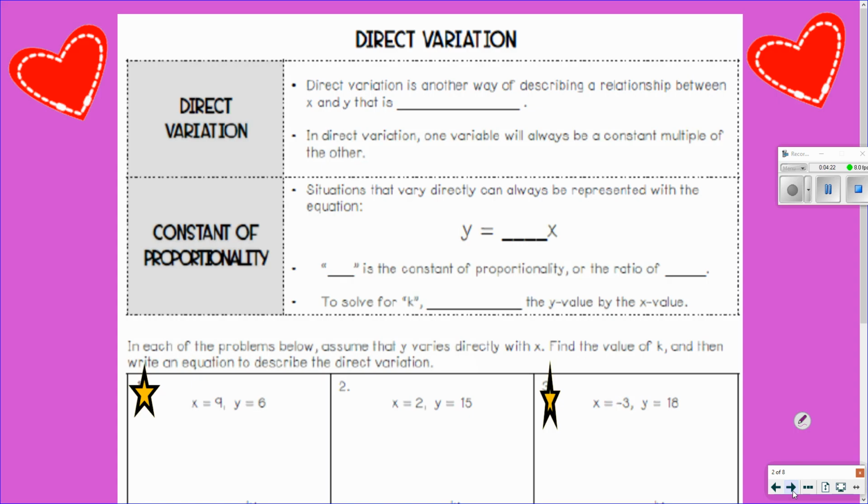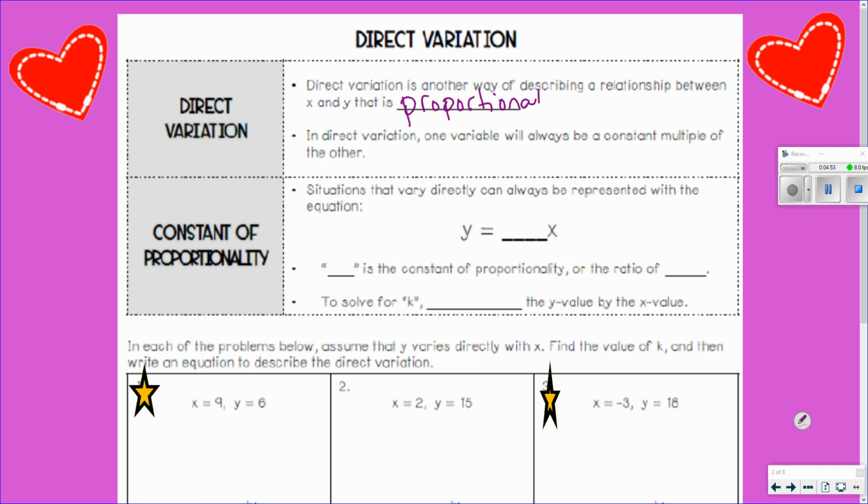Today we're talking about direct variation. Direct variation is going to use something that we already know, but maybe we didn't call it that last year. Okay? Direct variation is another way of describing a relationship between x and y that is proportional. So there's that word again. We've used the word proportional several times over the year. What does it mean? The same amount of what? Kind of relative. I like that word.